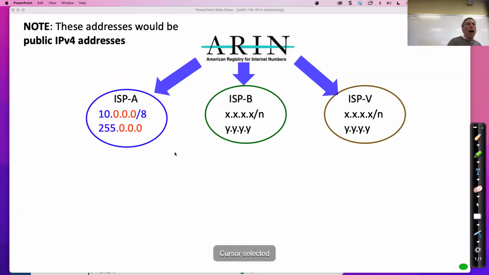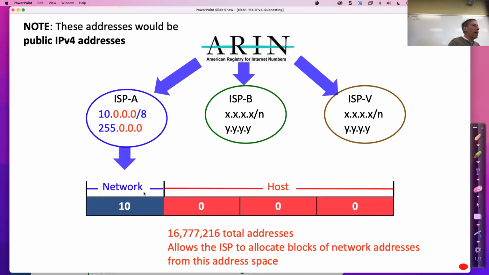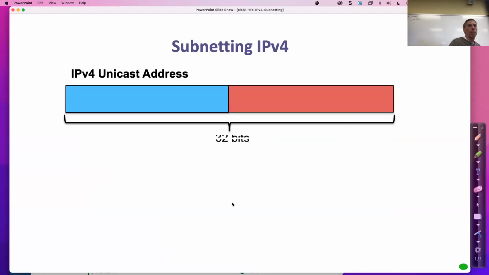All right. Well, ISP-A, what do they do with that? They have this total, one big network of 16 million total addresses. This allows the ISP to then subnet this and give out different portions of this address. Now they can't touch this, but they can touch this here. They've been given a barrel of 16 million apples, they can subdivide it. Again, they're going to borrow from the host to create those subnets.